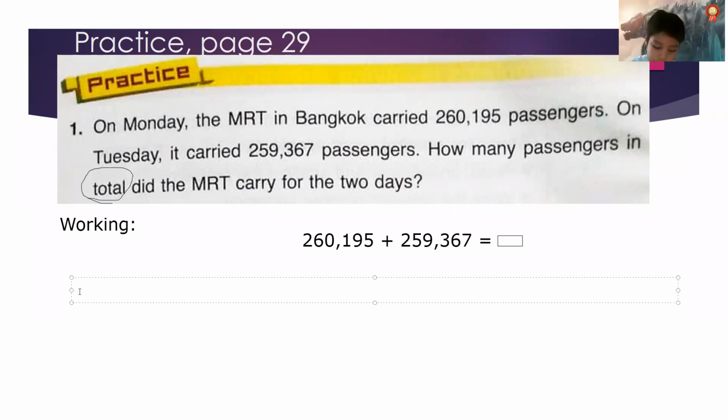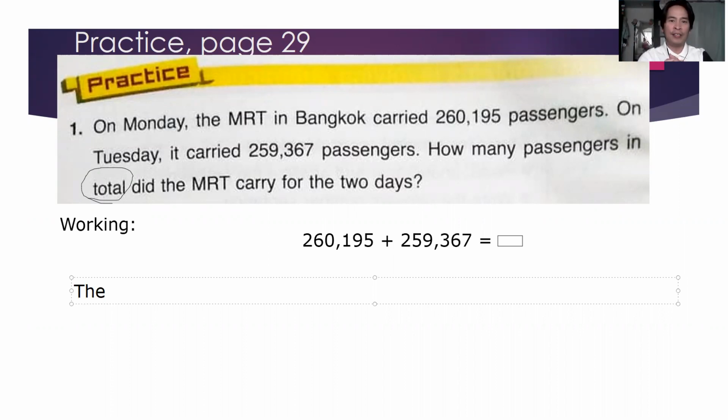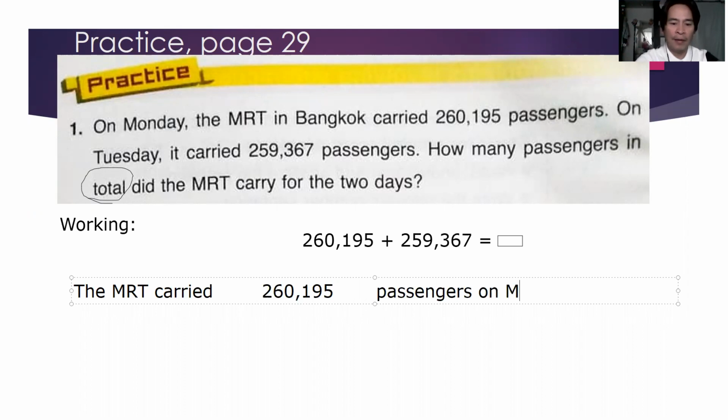On Monday, for the MRT, you can change the sentence in a shorter way. The MRT, like this. You can use your pencils, you copy now. The MRT carried 260,195 passengers on Monday. This one is the best. Okay, that's my first sentence. Or if your sentence is, on Monday, comma, the MRT in Bangkok carried 260,195 passengers, it's also correct.